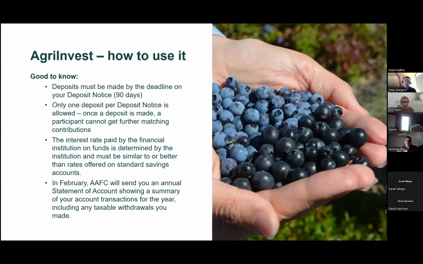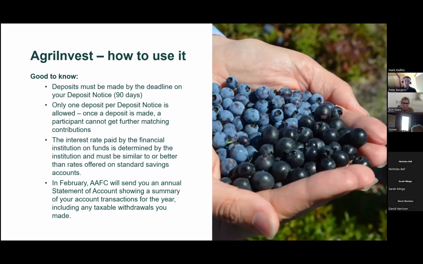So AgriInvest, how to use it. Just some helpful hints. Deposits need to be made by the deadline on the deposit notice. Usually when the deposit notice gets sent out, you have 90 days to make that deposit. Only one deposit per deposit notice is allowed.